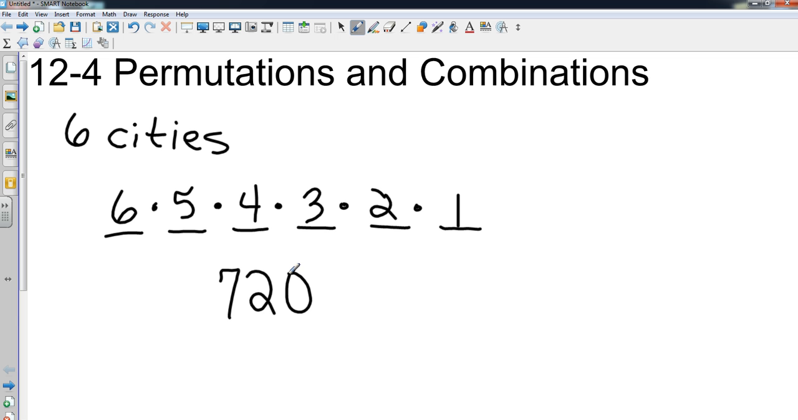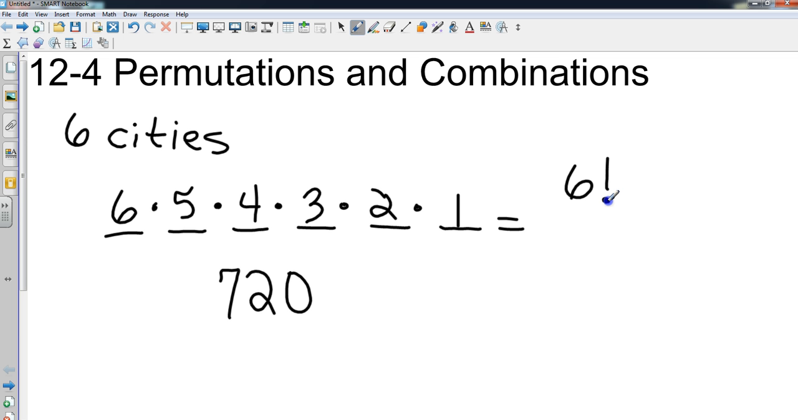Okay, so pretty interesting. So this is called a factorial. So anytime you see 6 with an exclamation point after it, that just means 6 times 5 times 4 times 3 times 2 times 1. And we'll see some more things over that in just a second.